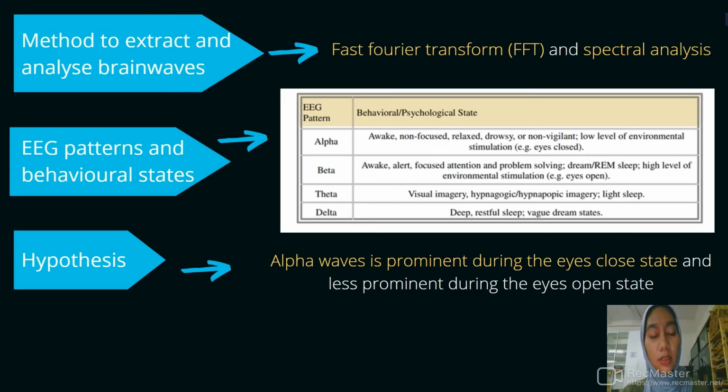As mentioned in the introduction part, each of the 5 primary EEG signals has its own range of frequency, which is associated with varying levels of arousal of the cerebral cortex as shown in the table. It is noted here that the level of cortical arousal decreases as the frequency of the EEG patterns gets lower. So based on the state of EEG rhythms, it is expected that alpha waves are prominent during the eyes closed state and less prominent during the eyes open state, and that is our hypothesis.